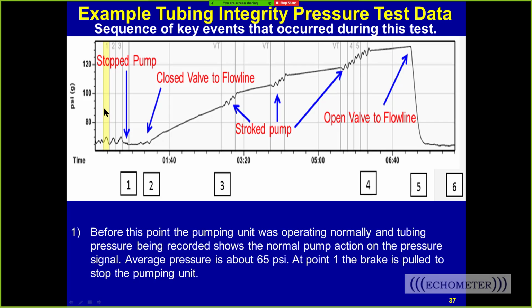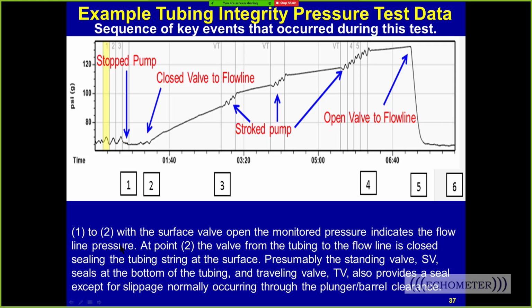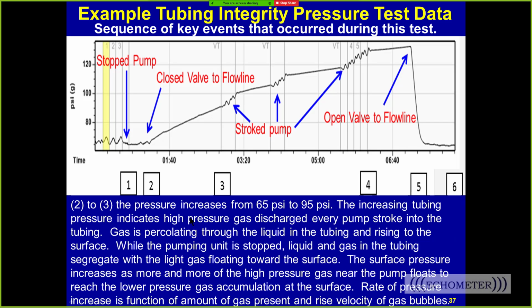And so right here, we stop the pump, and we pull the brake and stop the pump unit. And then from 1 to 2, we're monitoring pressure at the pressure line, and the valves are holding, and not much is going on. And then this increase is due to gas percolating through the liquid. So this is the gas coming up the tubing, getting closer to the surface, and the surface pressure is increasing, and the pressure goes up as a function of the amount of gas present and the rise velocity of the gas bubbles inside the tubing. That's what's happening right here.